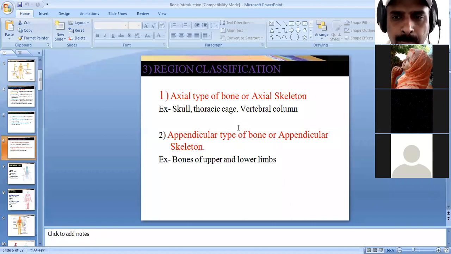The appendicular type of bone is the bones which hang away from the midline, hanging from the trunk, like the upper limb and lower limb bones. We call them the appendicular type of bone. So this is very important. You should know about the third, the regional classification, which is a broad classification. With this, we have covered classification according to shape, according to development, and regional.